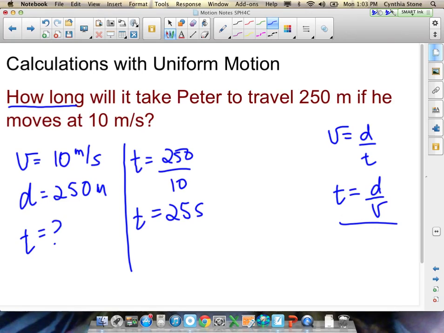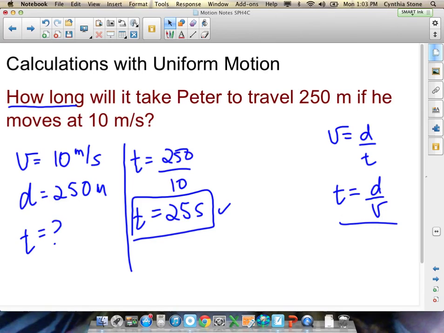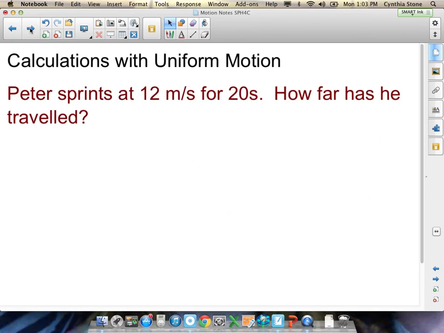It's going to take him 25 seconds. Which again, 10 meters per second is fairly fast. But if he's traveling 10 meters per second, it makes sense that 25 seconds would be the time to travel 250 meters. So that's a good answer. Another one. Let's see. He sprints at 12 meters per second, so we're given a speed.